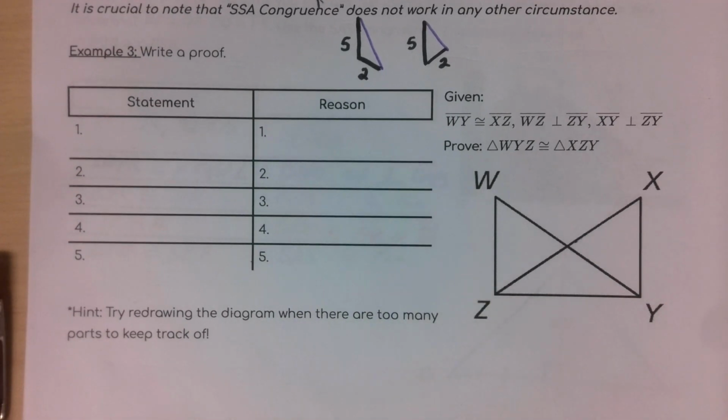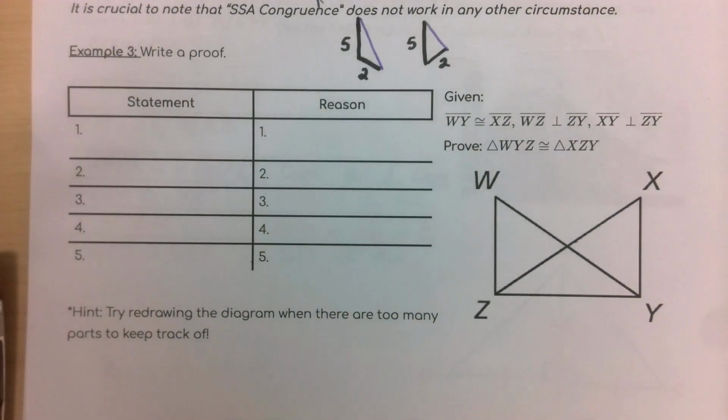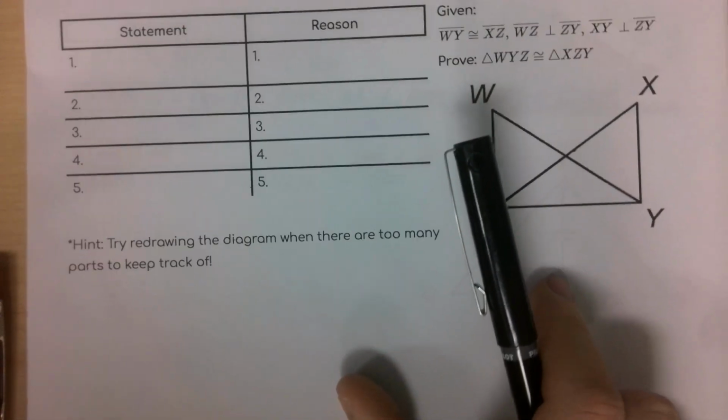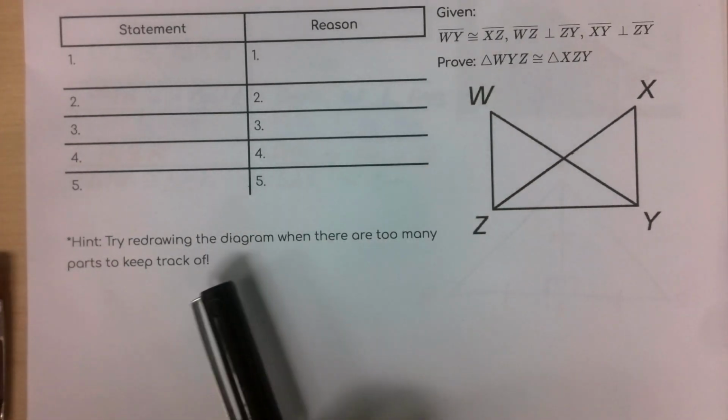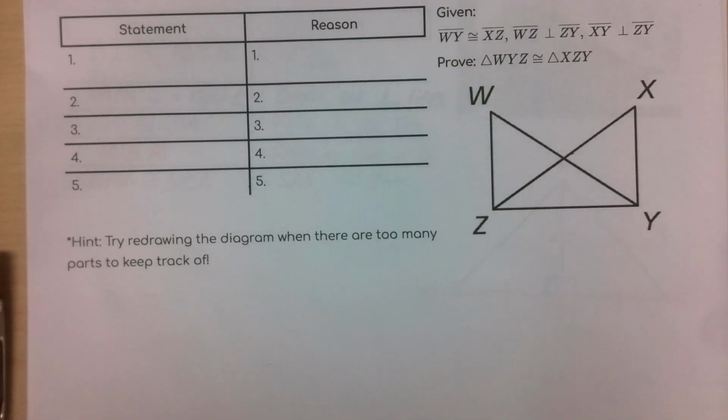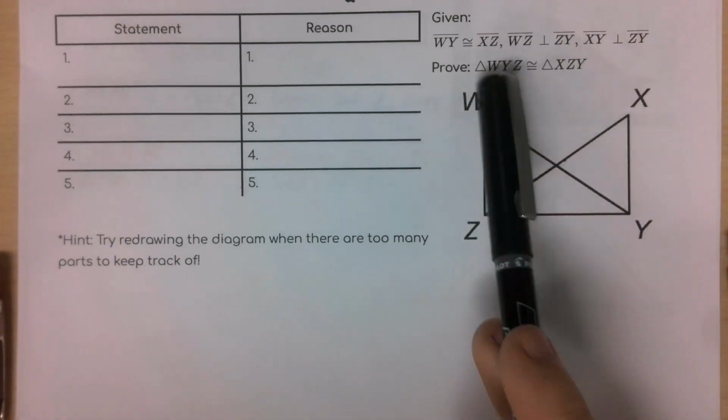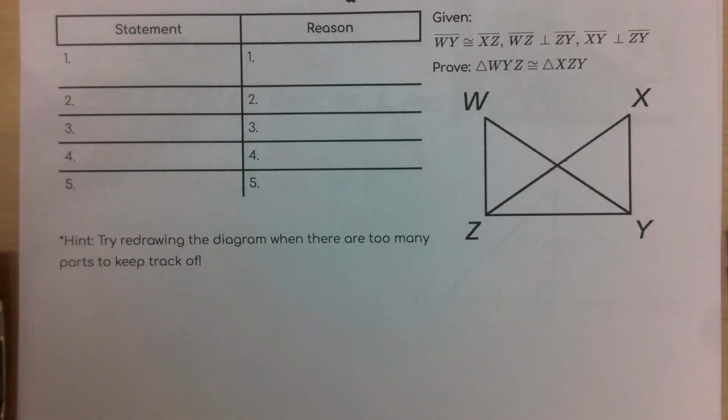All right. Let's take a look at the final proof for today. In this proof, we see that we have 2 triangles that are sort of overlapping. Here's a hint. When there are too many parts to keep track of in a diagram, redraw the diagram separating the 2 triangles we're trying to prove.